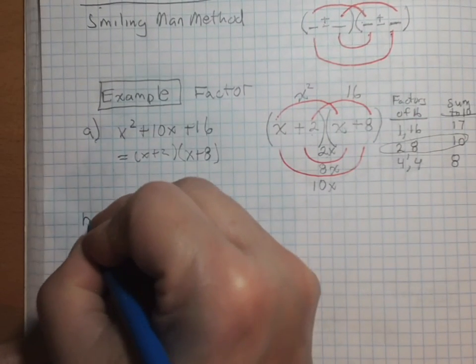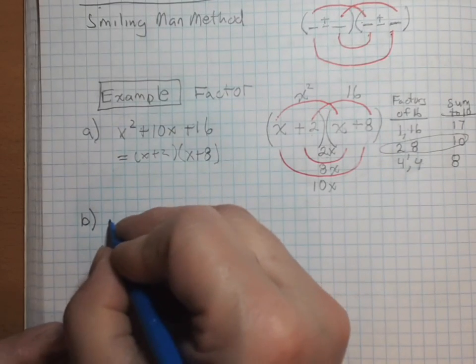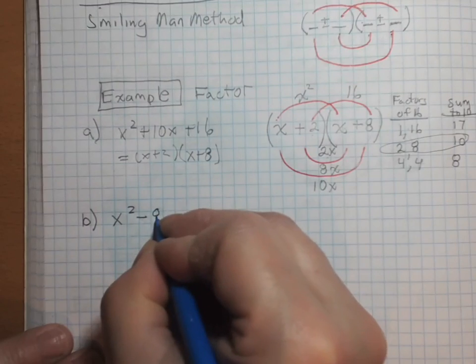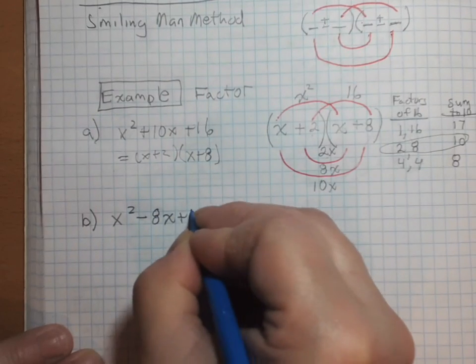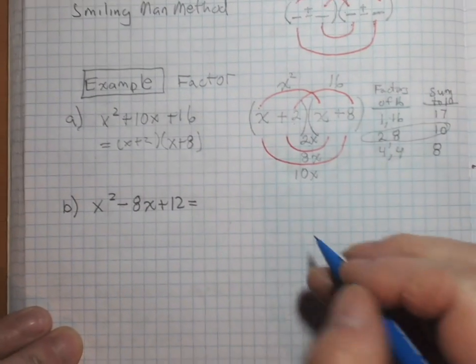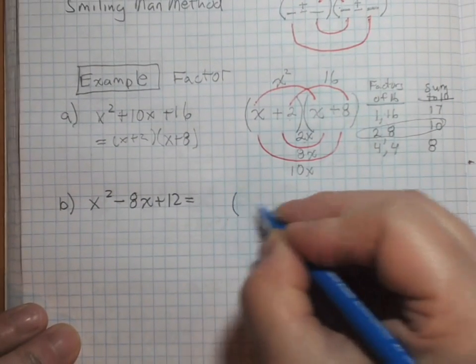So let's try another one. All right, this time we'll have a minus in there. So x squared minus 8x plus 12. Okay, I begin with, I'm going to build my smiling man structure. So just a pair of parentheses.